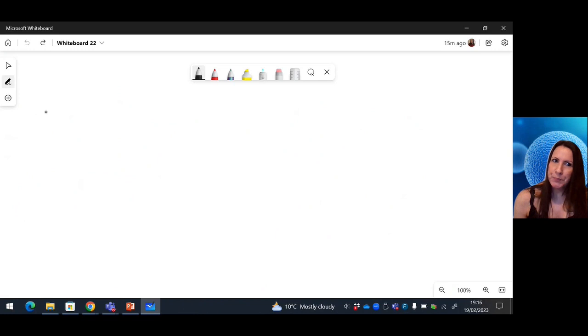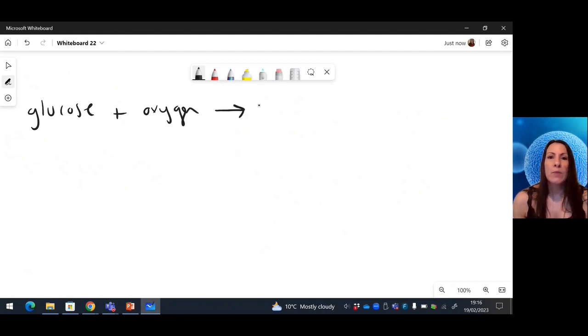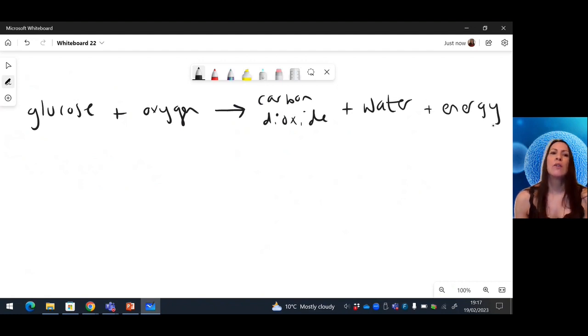Maybe you'll remember the word equation from high school. We've got glucose, which we've taken in from the food we eat, plus oxygen, produces the waste product carbon dioxide, plus water, plus energy. So that is the word equation for how we break down glucose in the presence of oxygen, which we refer to as aerobic respiration. And then we produce this waste product, carbon dioxide.